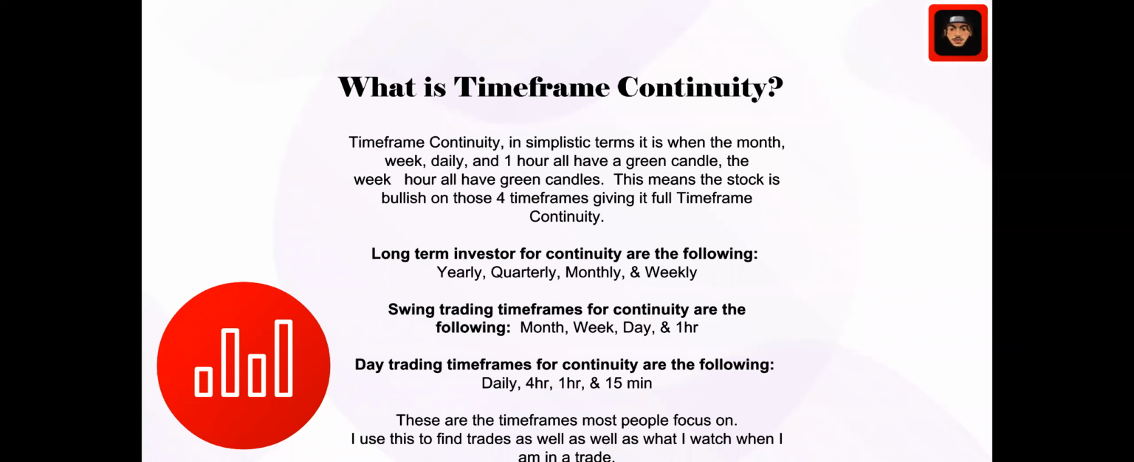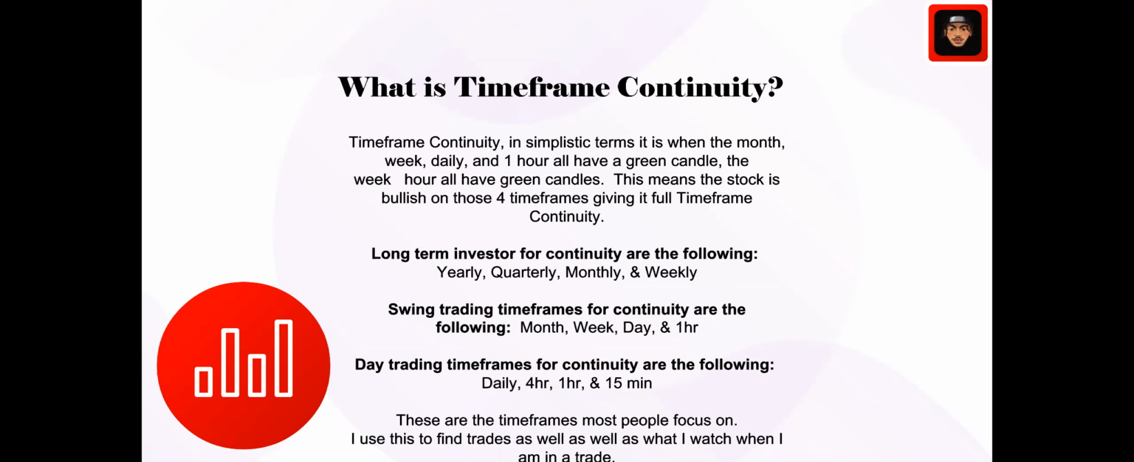The 4 hour candle would matter depending on which time frame continuity you're using. A lot of people mix and match, but I'm just going off the original time frames, because I have to give you the basics before you start messing with the formula to fit your trading. So the long-term investor continuity is the yearly, the quarterly, the monthly, and the weekly. Those are the 4 time frames, because it's always 4 time frames that you should be looking at to get continuity. The swing trading continuity, the one most people talk about, is your month, week, day, and 1 hour.